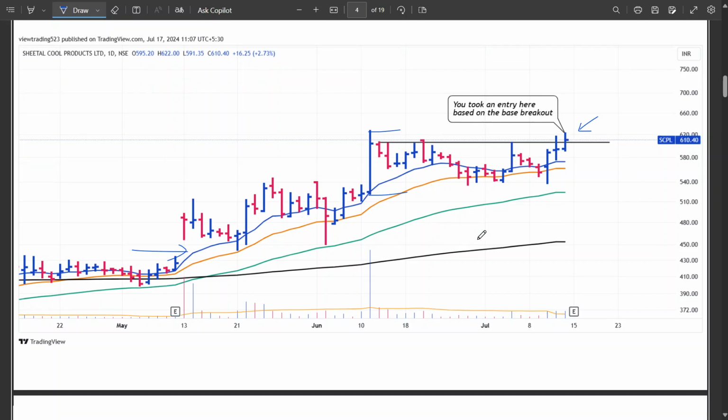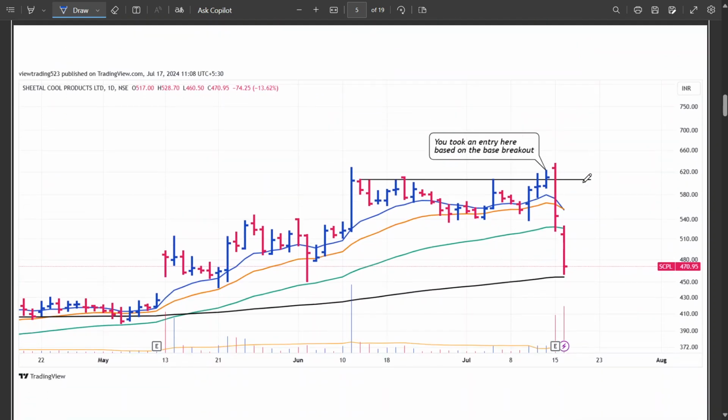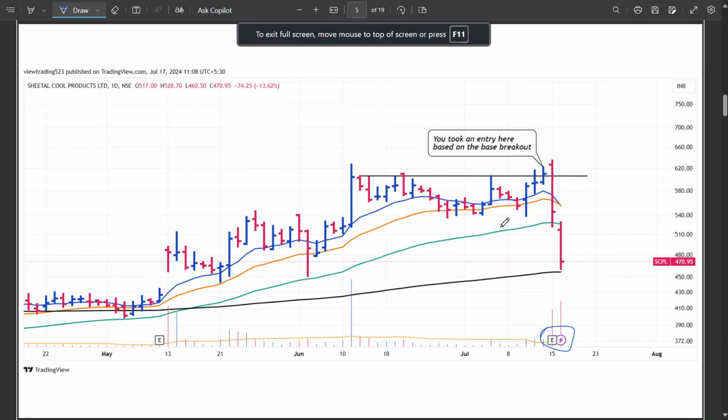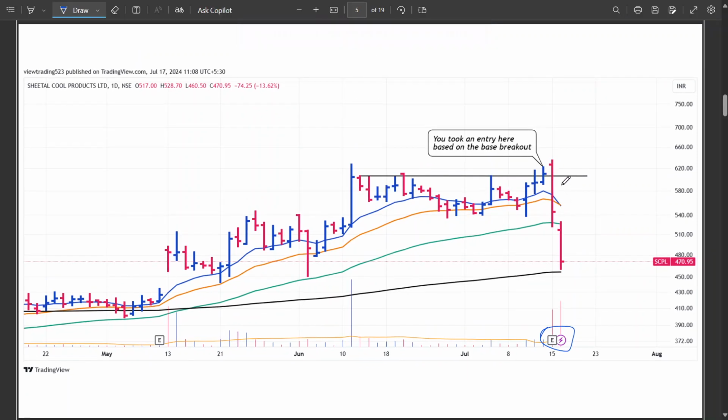So what happened in this case? You see, the stock opened up, but there were earnings, and the earnings were below the expectations of the street, so it went down, right? After that, the stock went down. So what would have happened in this case? You would have made losses, right? But here comes the role of the stop loss.